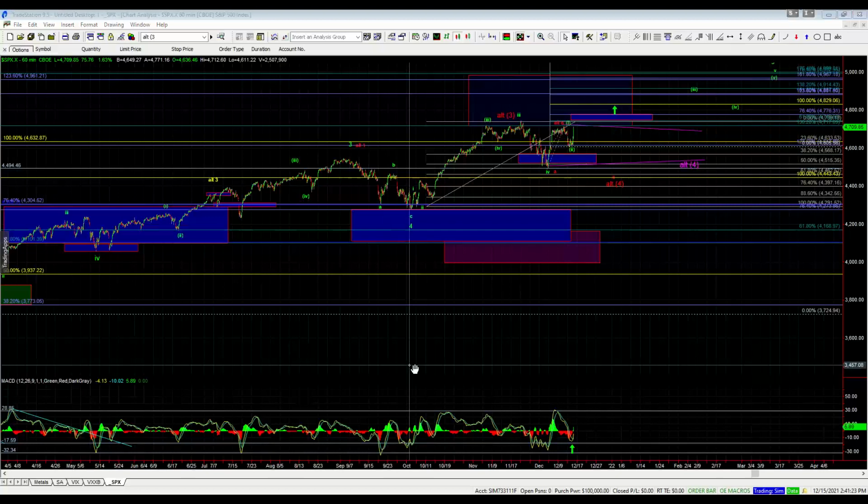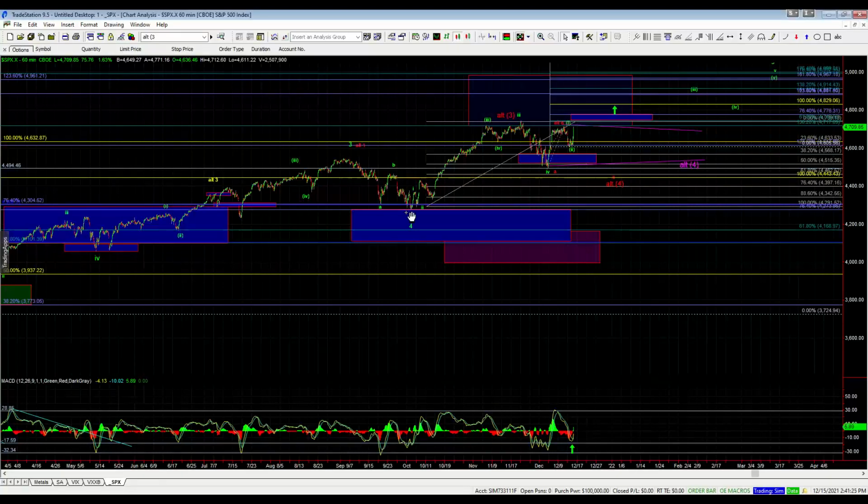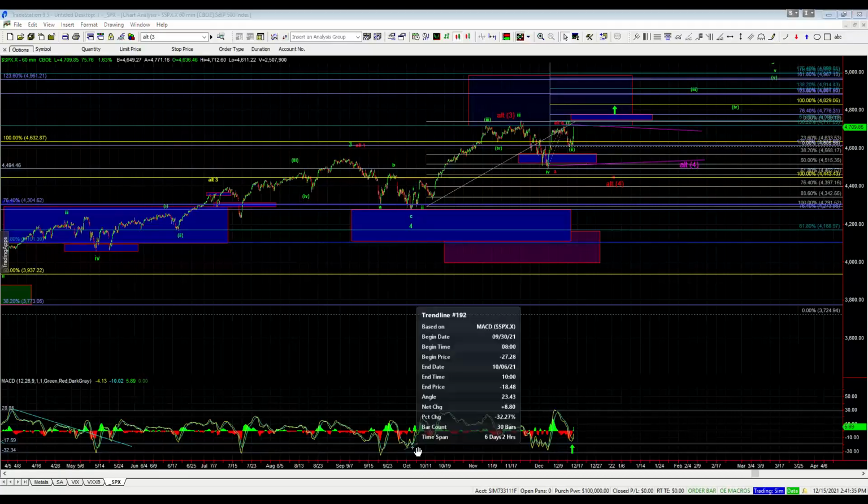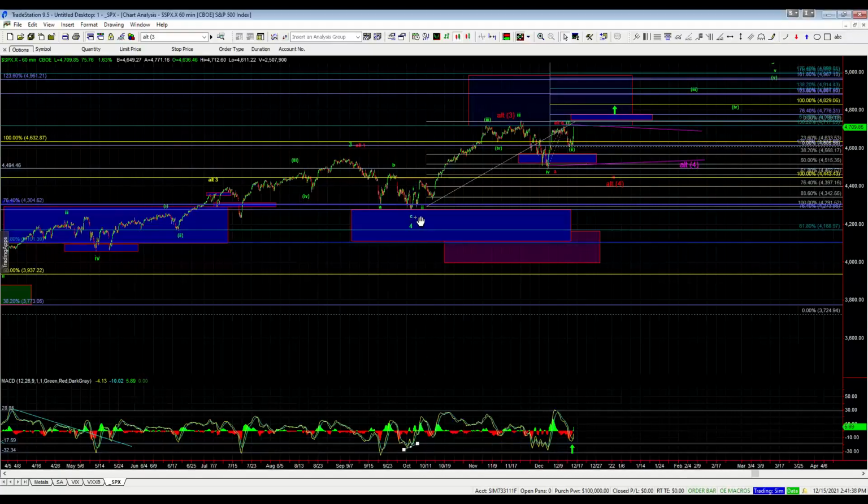Here, I think, yeah. So in this particular case, we had a 3, 4, and 5 for the C wave. We can see the MACD here made a lower low and then a higher low here. So while the price was making a lower low, the MACD was making a higher low. This is called divergence on the MACD, and it's a good indication that we may be forming a bottom here.